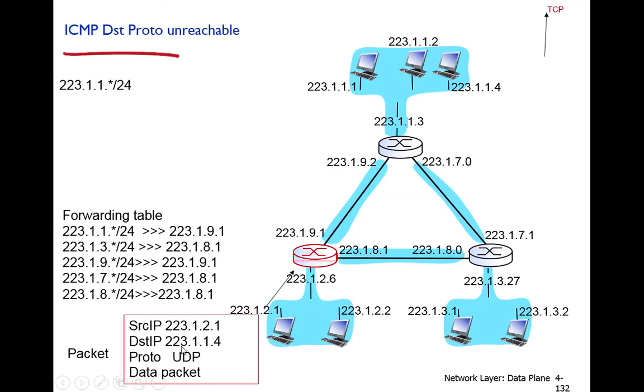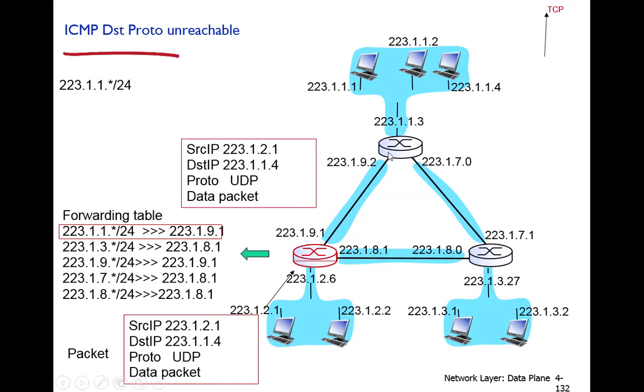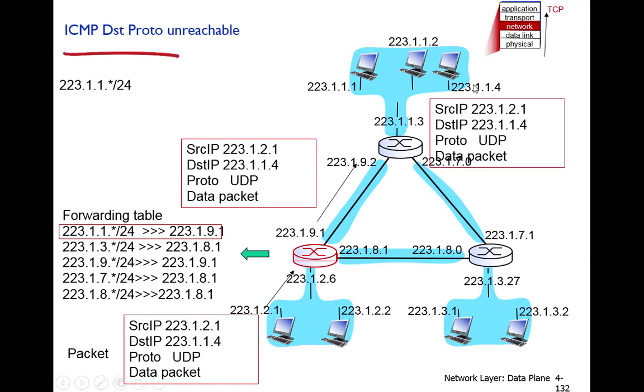So this machine will forward the packet to the router. When the router receives this message, it will look in its forwarding table. Suppose the packet matches this entry, so the packet will be forwarded on this link. Now when this router receives the message, it will see that the destination address is 223.1.4. So the message will be delivered to this host, this machine. So it means that the message has reached the destination host.